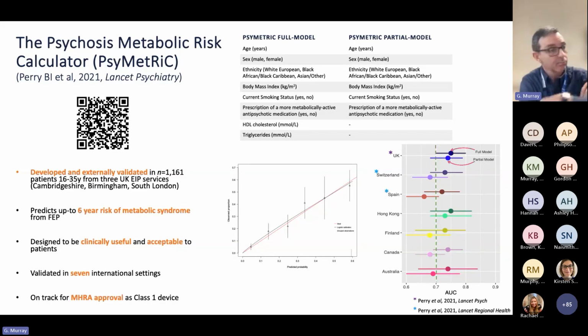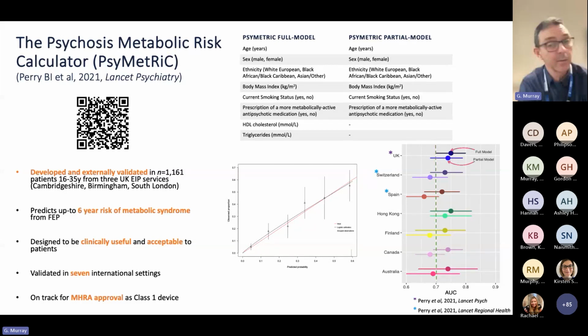so they're not anything expensive or esoteric. And Ben is taking that forward to try and get MHRA approval as a class 1 device, and that hopefully will be rolled out and be of use to people.